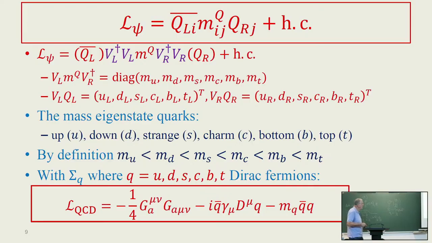And since they are Dirac fermions, we can write the full Lagrangian of QCD in the language of Dirac fermions. So: a kinetic term for the gluon field, a kinetic term for each of the 6 Dirac fermions. Again, what D mu is and what G mu nu a is are dictated. And a mass: 6 mass terms, diagonal mass terms for each of them. So Q stands for this list of 6. So this is the QCD Lagrangian in the mass basis.